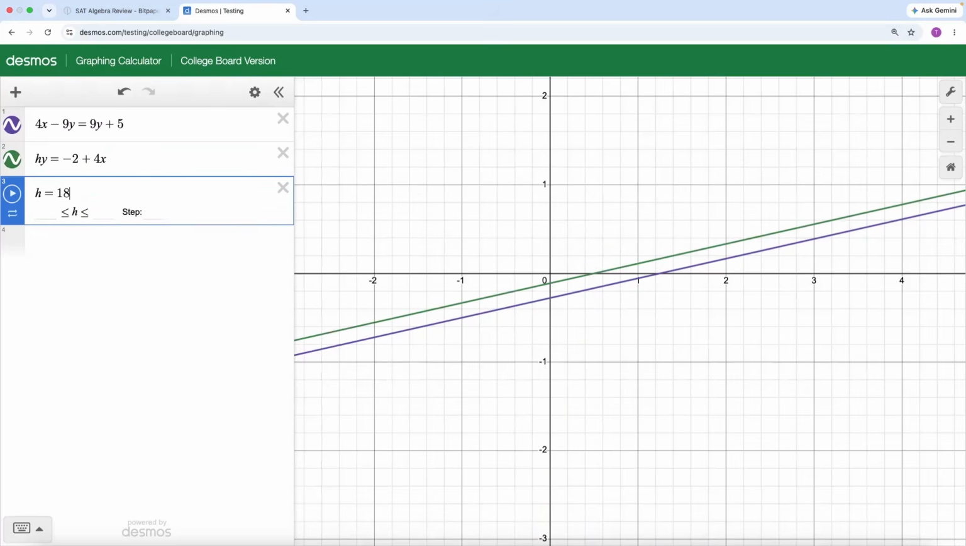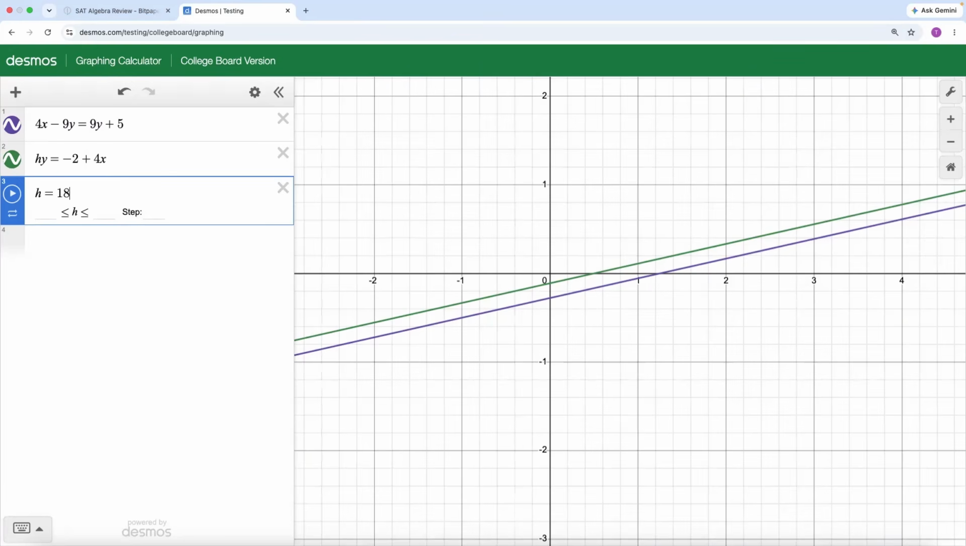When h equals 18, the two lines become parallel. So for a multiple choice question, this can be a very fast way to confirm choice D. But here's the important part. What if this were a student-produced response question with no answer choices?